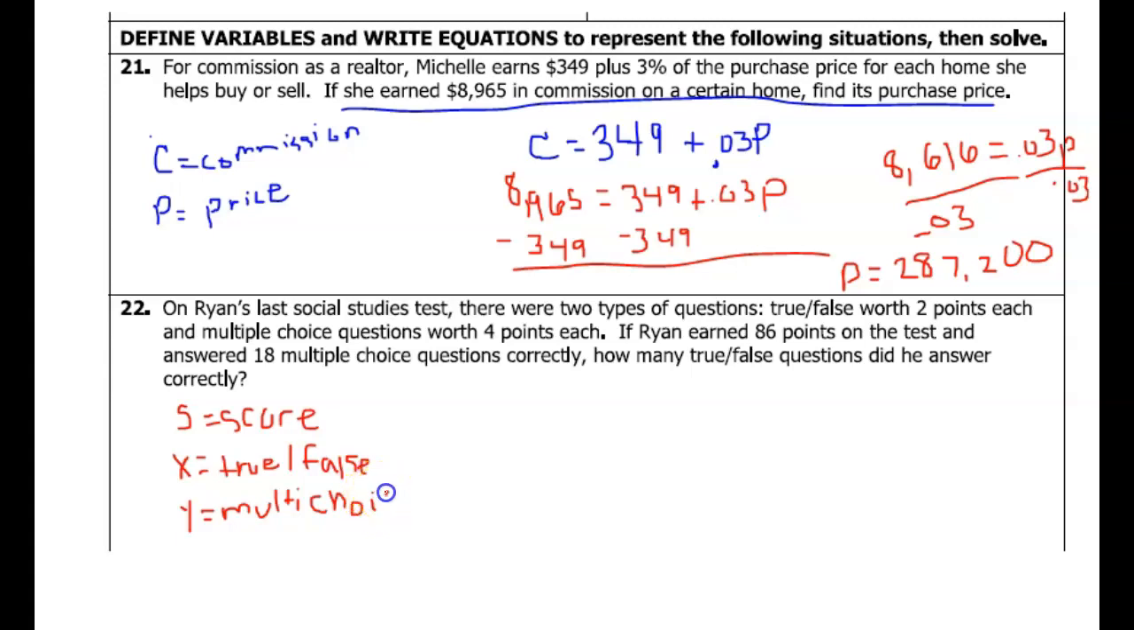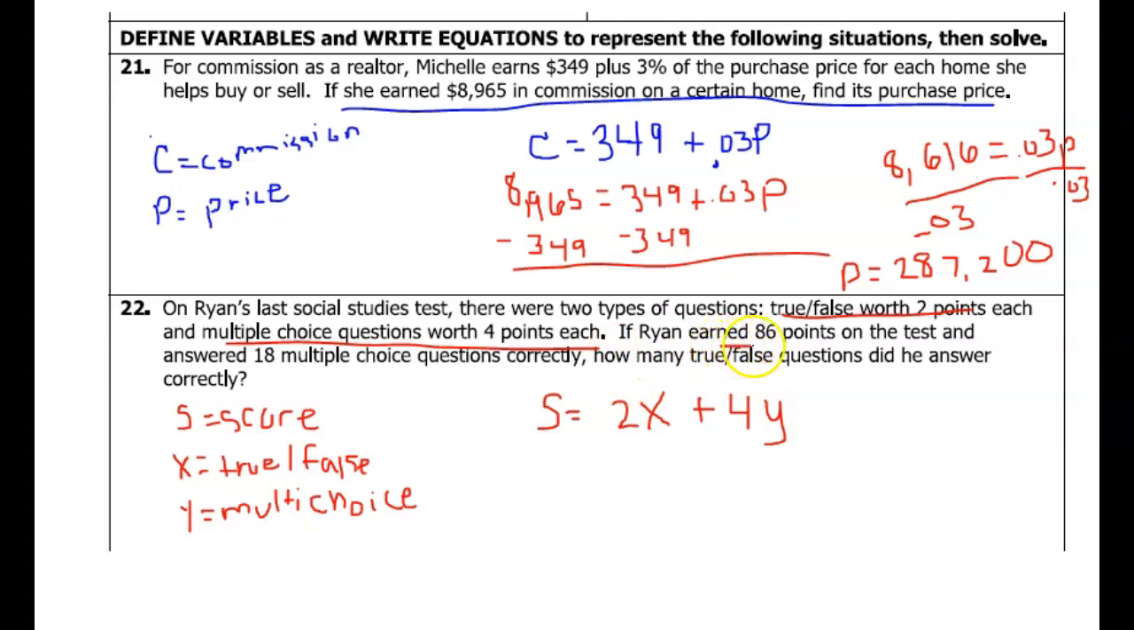I can write an equation based on the information they gave us, right? I know all the true or false questions were worth 2 points each. Multiple choice questions were 4 points each. So if I have to write an equation for his score, it's going to be that his score is equal to 2 times his true or false questions, which is X, plus 4 times all of the multiple choice questions, which is Y. Now, let's use what they give us.